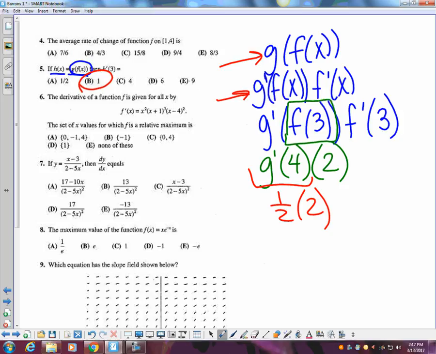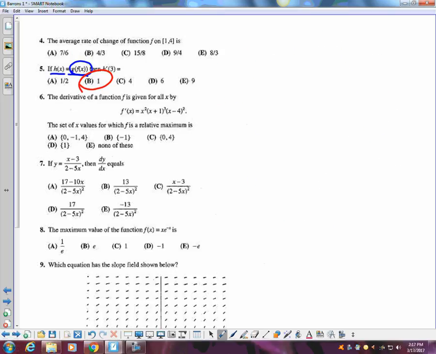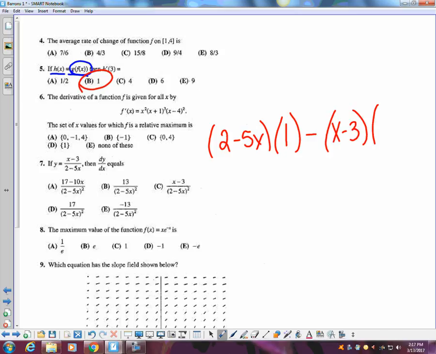All right, Miss Kenya, where are we headed? Number 7. Okay, if y equals that over that, then dy dx. So it wants the derivative. This is our low-d-high. Okay, are we ready? Low, what you got? D high. Love that. Minus high d low.